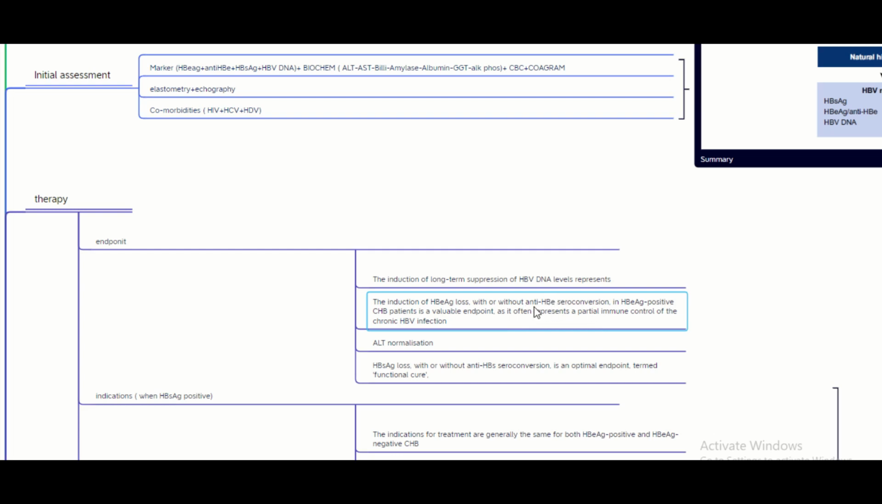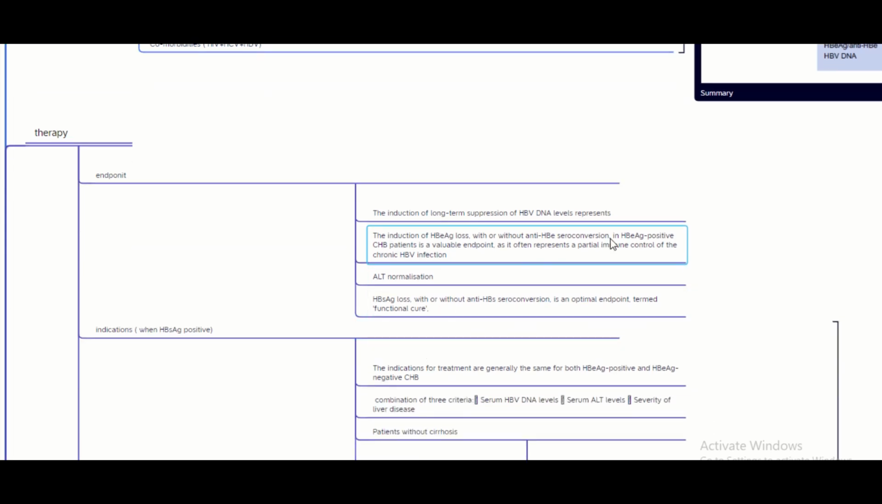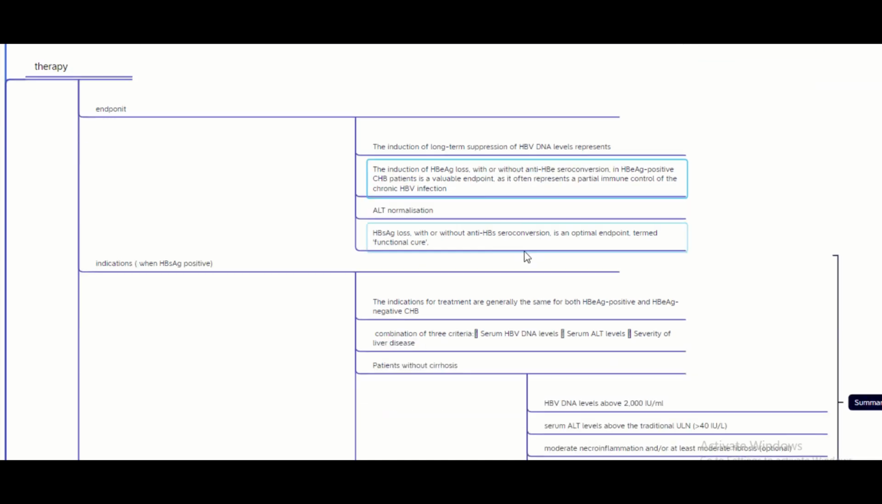And this can be part of a partial immune control of the chronic infection if we have HBe loss without the anti-HBe seroconversion, ALT normalization, and HBs loss. But as we say, this is a functional cure and this is really rare. Usually our endpoint is long-term suppression of HBV DNA. The HBs loss is also an endpoint, but with HBs seroconversion.